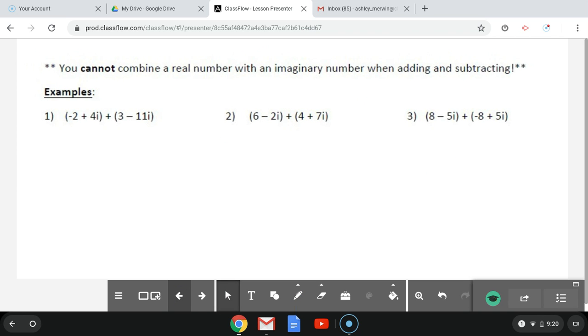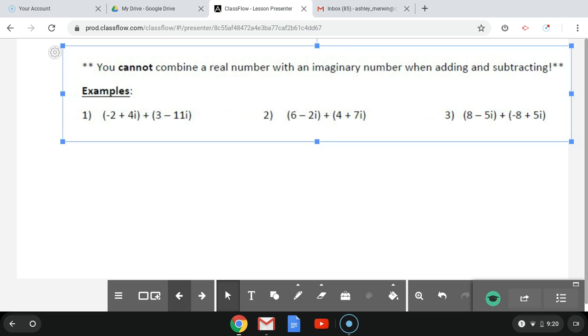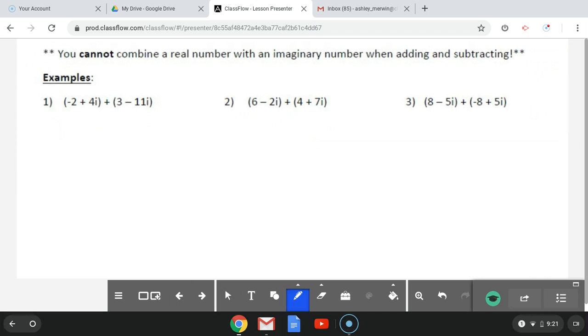Okay, so we're going to start by adding and subtracting, and you cannot combine a real part with an imaginary part when you're adding and subtracting. So it's kind of like combining like terms: combine the real parts, combine the imaginary parts, and then you have your answer in the form a plus bi. So for example, in number 1, negative 2 plus 4i, and that's being added to 3 minus 11i.